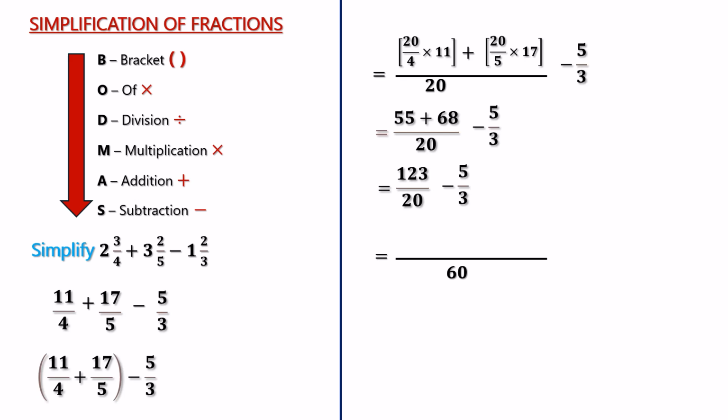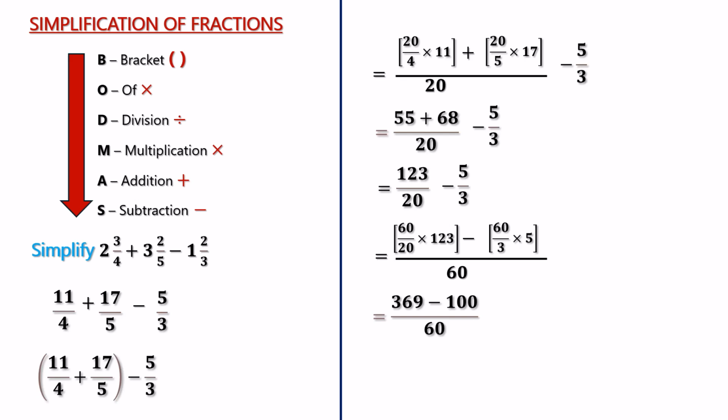So we start by dividing the LCM of 60 by the denominator of the first fraction 20 and multiply with its numerator, which is 123. We also divide the LCM of 60 by the denominator of the second fraction 3 and multiply with its numerator of 5. So we have 369 minus 100 over 60.